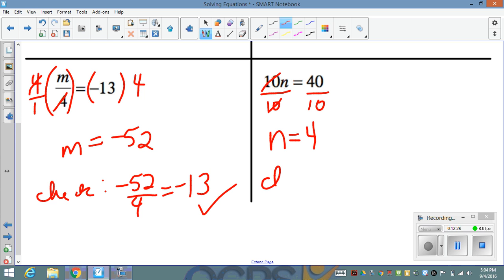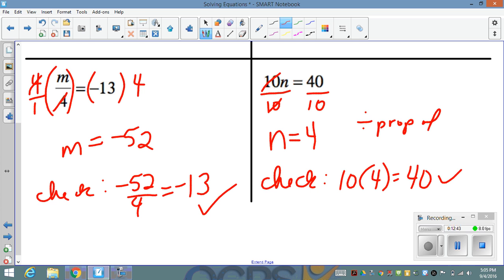So again, we can do our quick check. 10 times 4 equals 40, which is true. And I just realized I didn't put my justification here. So my justification, this is the division property of equality, and here this was the multiplication property of equality.